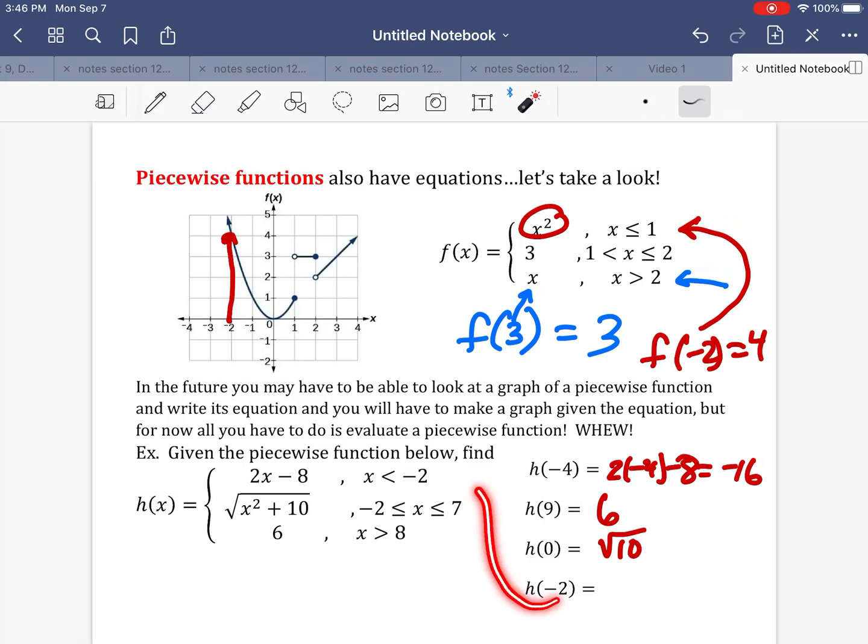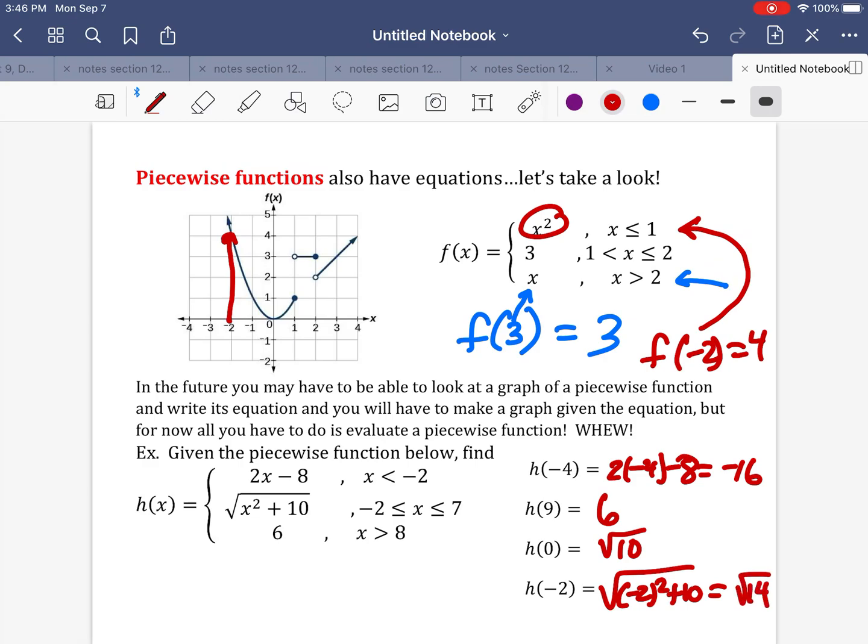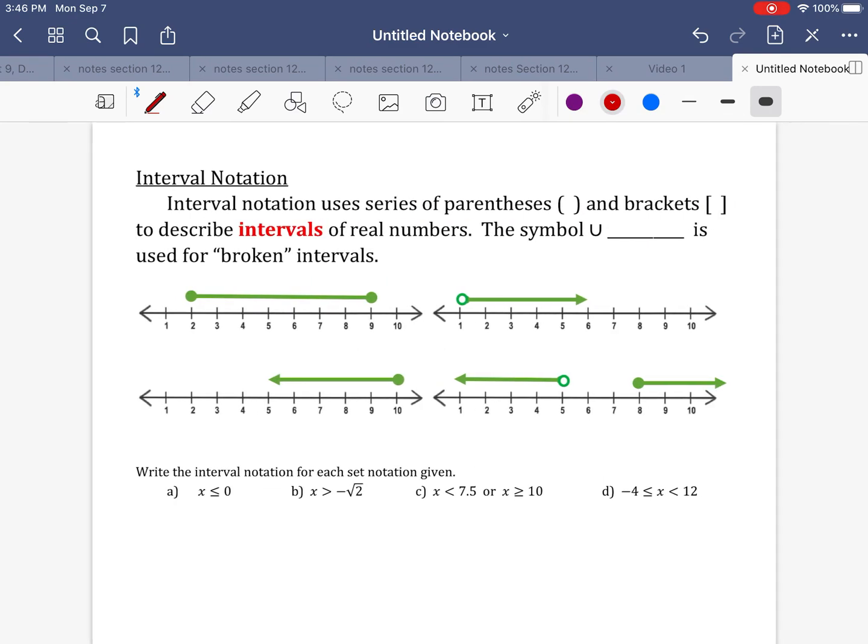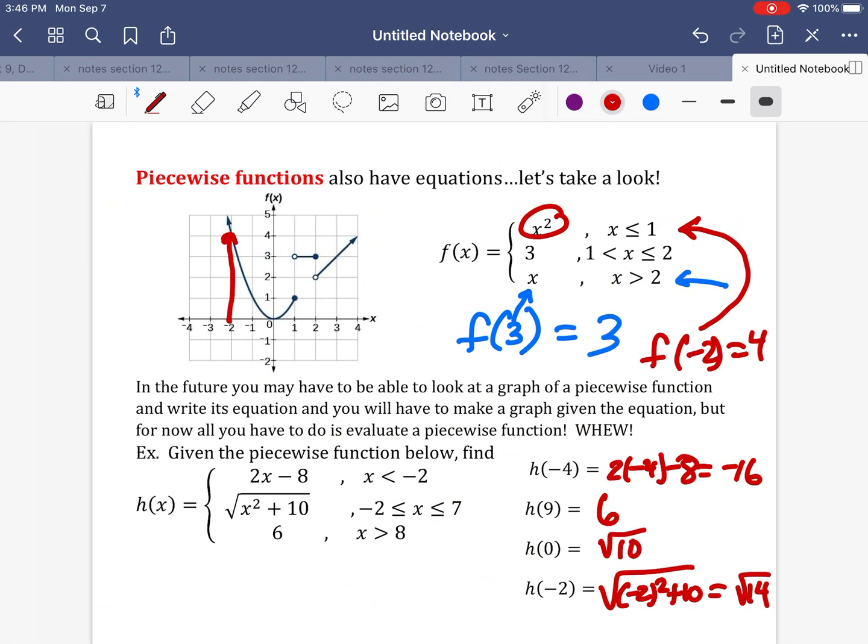And h of -2. So it looked like it was going to fall there, but actually -2 is defined right here. So it means I have to plug -2 into this problem right here. So if I square -2, I'm going to do the square root. -2 squared plus 10. So that'd be 4. 4 plus 10 is 14, so the square root of 14.